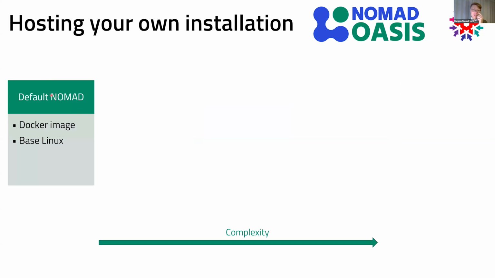If you, for some reason, don't want to run Docker, there are also instructions for how to run this on base Linux, right? So if you just want to set it up completely from scratch, you can also do this, although the Docker image is by far the easiest way to do this. But this is, of course, a limited use, right? So the reason that you want to run your NOMAD Oasis is that you want to customize it. And the way you do this is that you, instead of building or using the default Docker NOMAD image, you build a custom image.